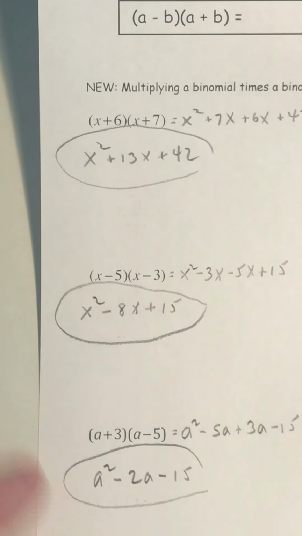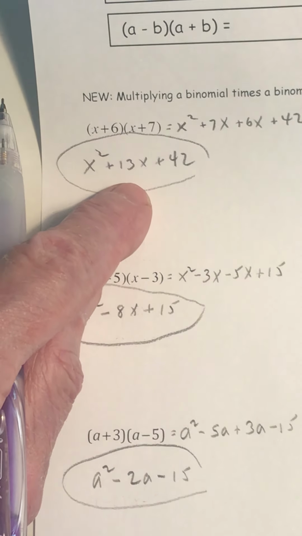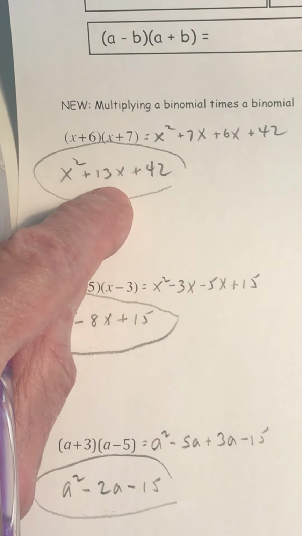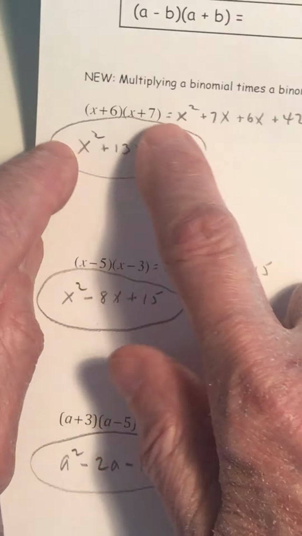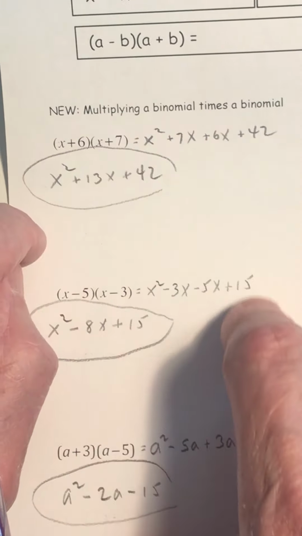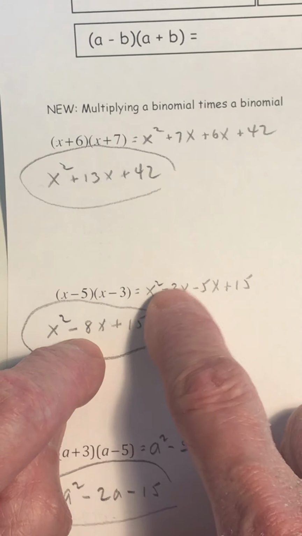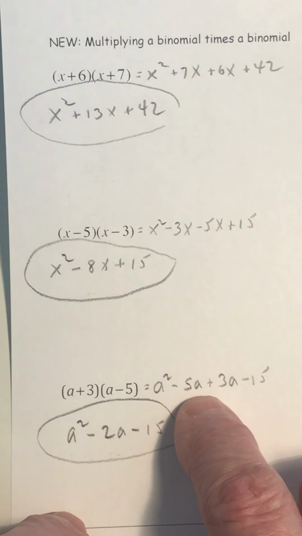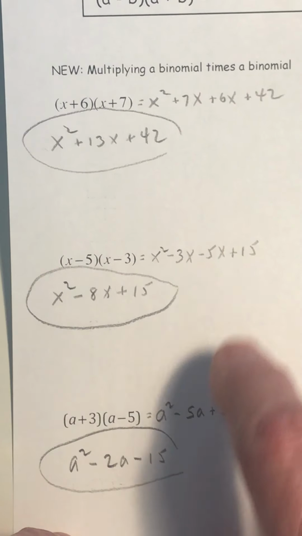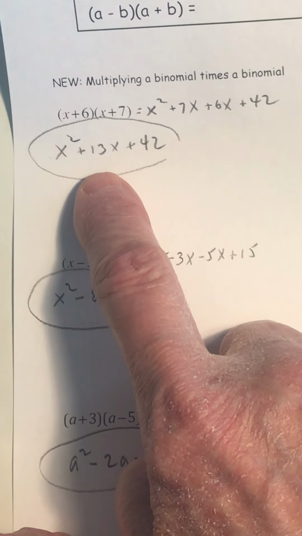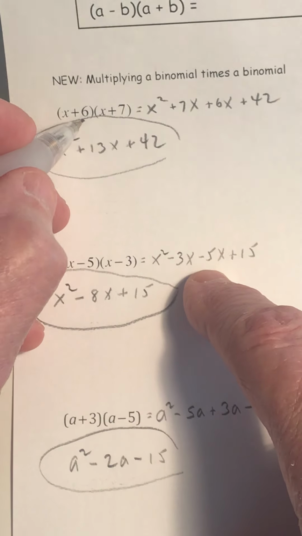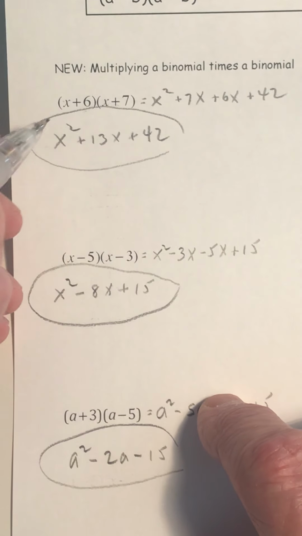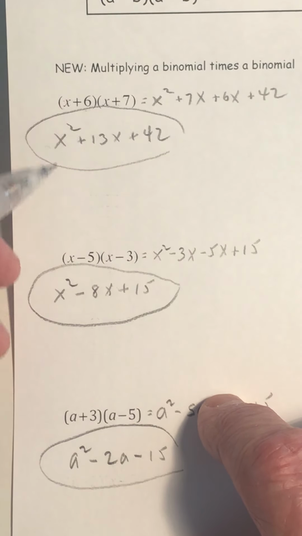So what's the pattern we might observe about the middle term? If you notice something there, 13 came from adding those middle multiplications, from doing the 7x and the 6x. And the minus 8x came from those middle terms. And even this minus 2 came from adding the negative 5 and the 3. Well, it turns out that the middle term coefficient will be the sum of these two numbers, whatever the two numbers are, if it's just 1x and 1x.